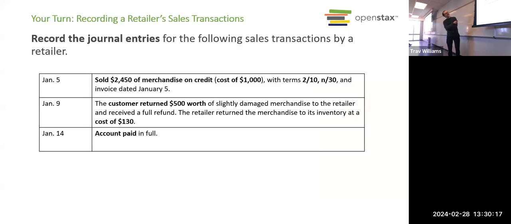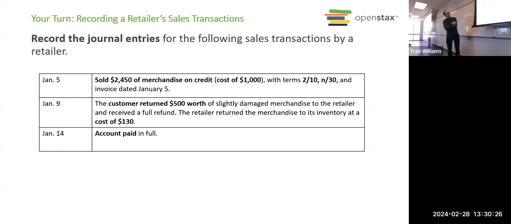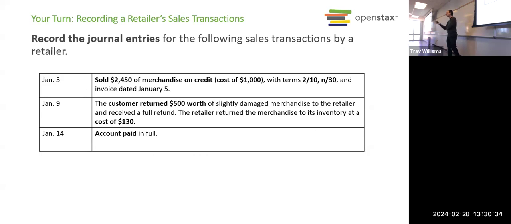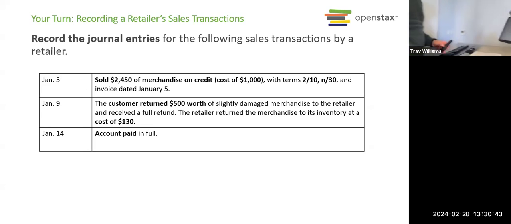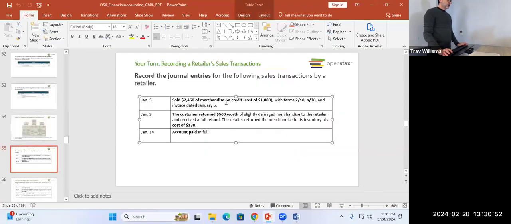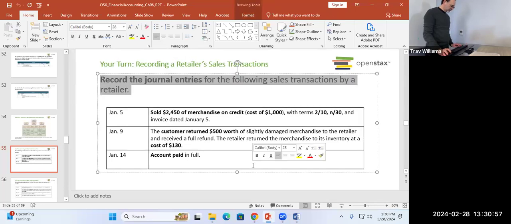We can practice this. Record the journal entries for the following sales transactions. Let's see, do we have 2 of these? We do. Okay. All right. I'll tell you what, let's go through one together, and then the second one I'll have you work on independently or in groups. Okay. Let's do this first one together. I think I can just, yeah, you know what? I'm going to copy this over to Word. I think it'll be easier.